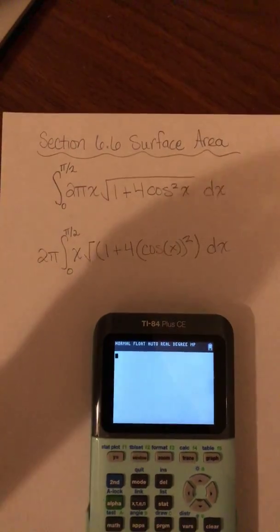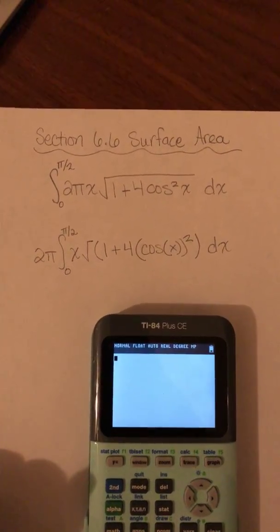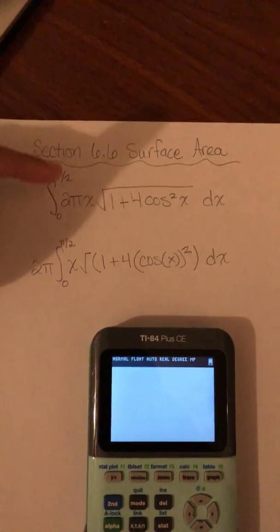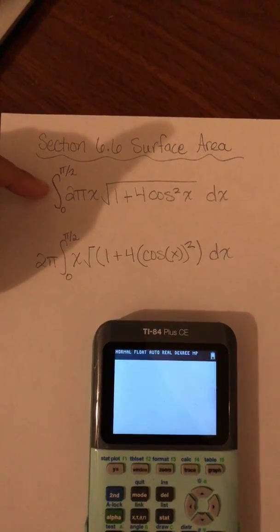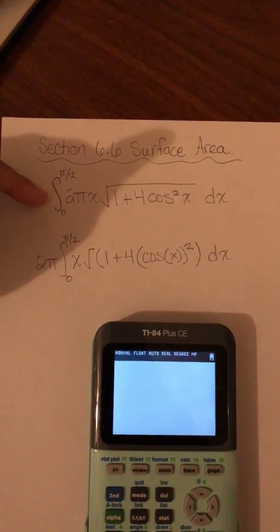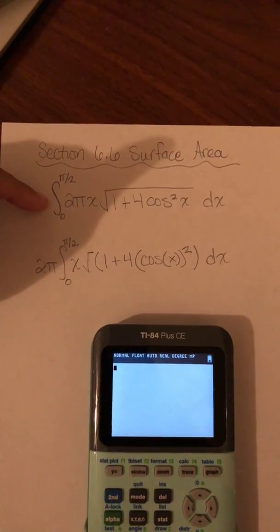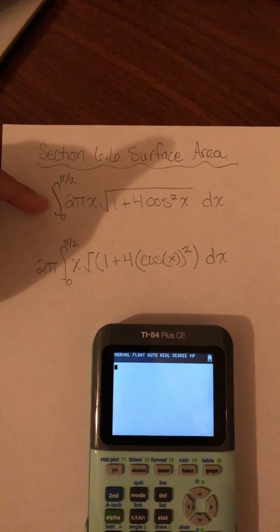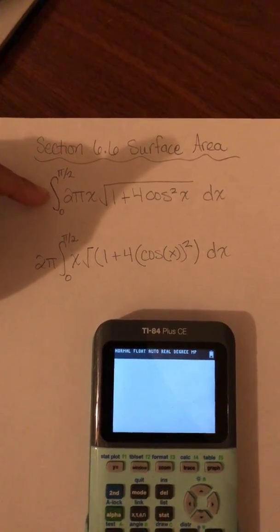So I'm sorry this video has the wrong orientation, but I think it's going to help better with looking at the calculator. So in one of the examples, when we got to the point where we had our integral set up, we had the integral from 0 to pi over 2 of the function 2 pi x times the square root of 1 plus 4 cosine squared x with respect to x. And this can be kind of tricky to type into your calculator.